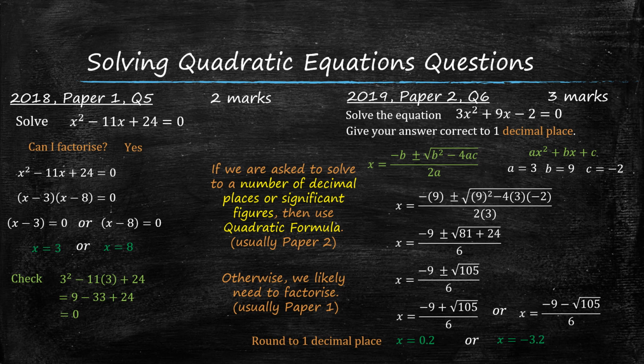But in one question, we had to solve it algebraically by factorising. Well, actually, we could have solved the first one using the quadratic formula as well, but we don't need to do that. If you're not asked to solve to a number of decimal places, it implies that the quadratic equation can be factorised, so we can solve it by factorising. In the second question, we are told to give our answer to one decimal place, so we should use the quadratic formula to solve questions such as those.